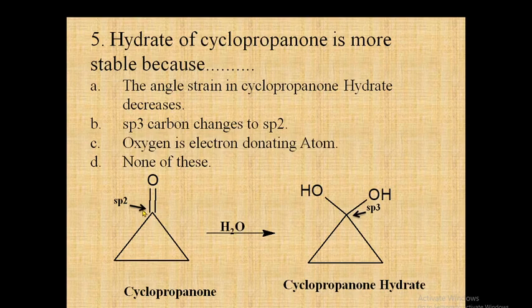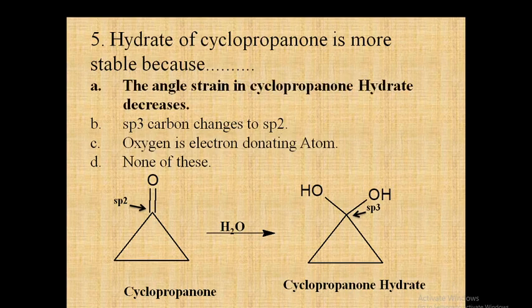But if you see here, what's the angle strain? The angle strain in cyclopropanone is very much more as compared to this. So angle strain decreases here. So option A will be the right answer, as the angle strain decreases, stability increases. So option A is the correct answer.